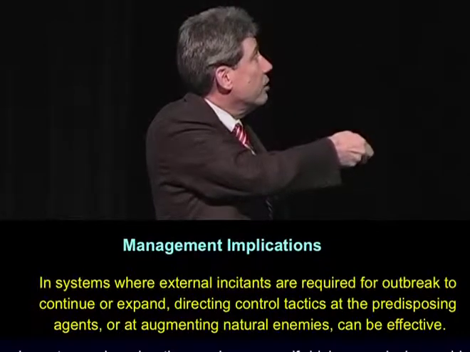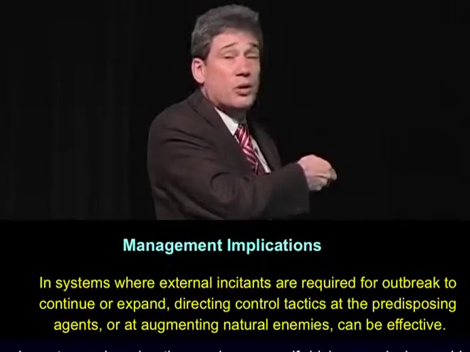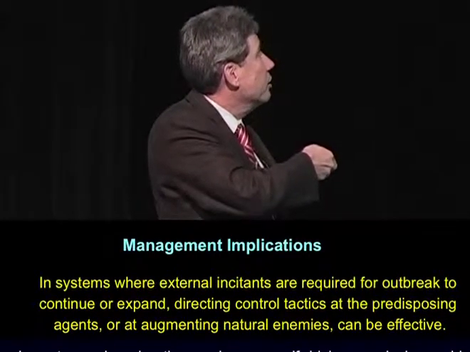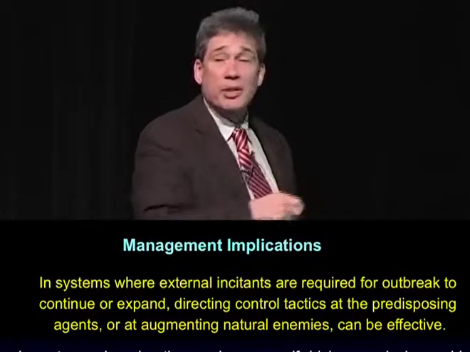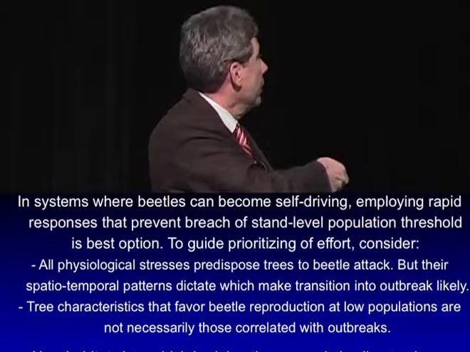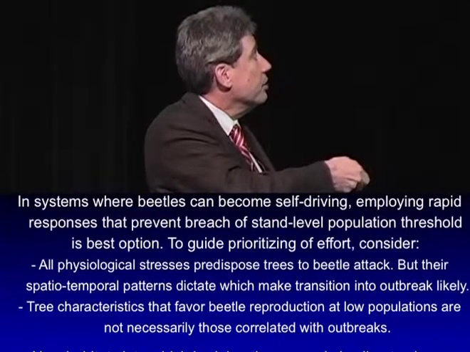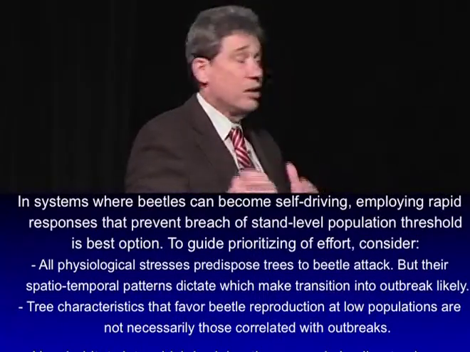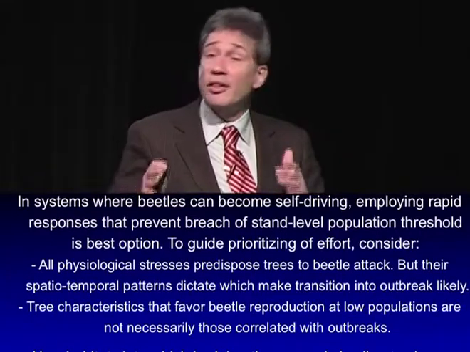From a management standpoint, I think it's useful to categorize the different bark beetle species into the ones that are likely to become self-driving versus those which are not likely to become self-driving. And in those systems where the external incitants are required for the outbreak to continue or expand, such as Ips pini, then directing the control tactics at the predisposing agent or at augmented natural enemies can be effective. On the other hand, in the systems where the beetles can become self-driving, employing rapid responses that prevent breach of the stand-level population thresholds is the best option. Now, you have to prioritize in order to do that.